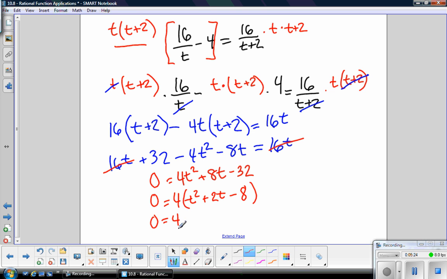All right, now we factor. I need two things that multiply to be a negative 8, but add to be a positive 2. Well, immediately I think of 4 and 2. The bigger one needs to be positive. So we get t equaling negative 4 or t equaling 2. You can't have negative time. We're not Back to the Future. That cancels. So we have t equaling 2 hours. So that's how you solve a rate problem.